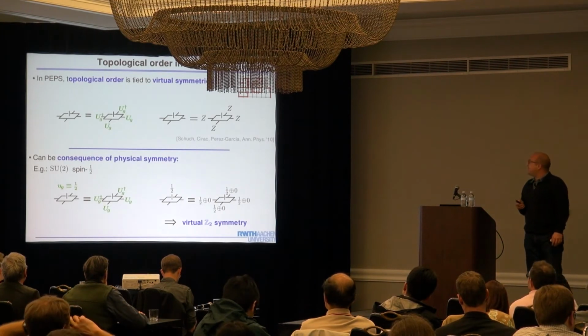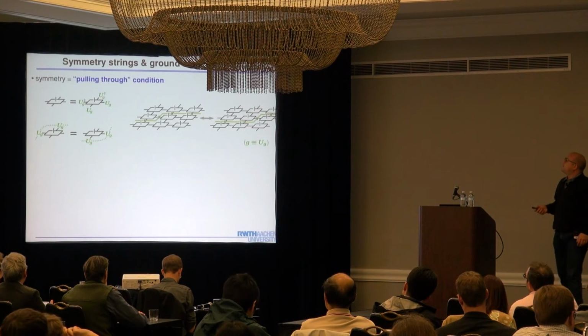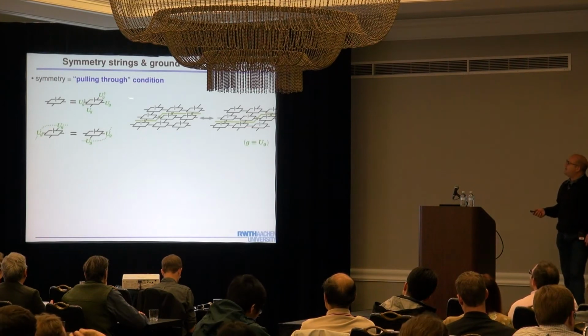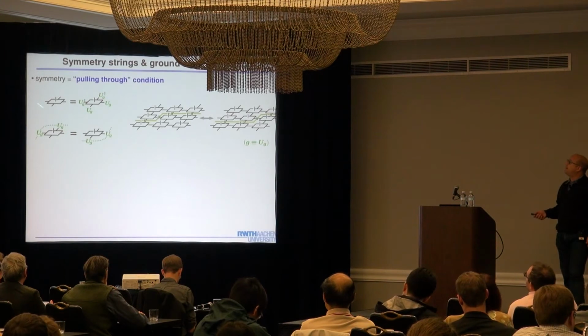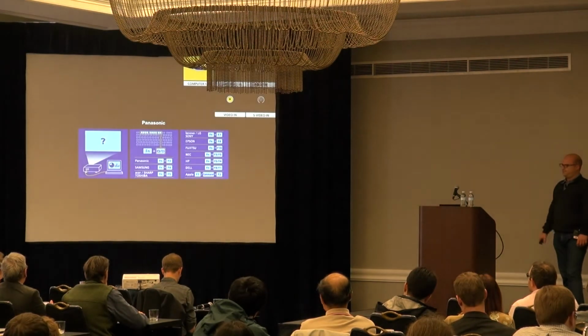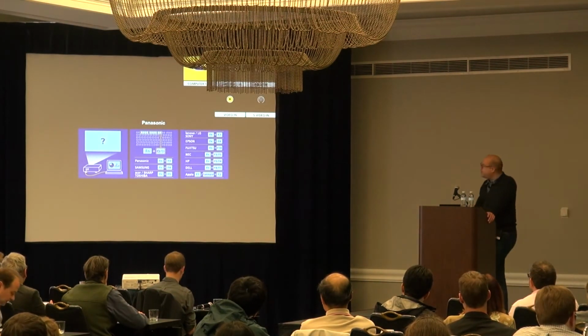Now, what do these symmetries have to do with topological order? Remember, the condition was that the tensor is invariant if I apply some symmetry action on all these four auxiliary legs. Now I can just multiply it with U_G up here, and this is just a rewriting.